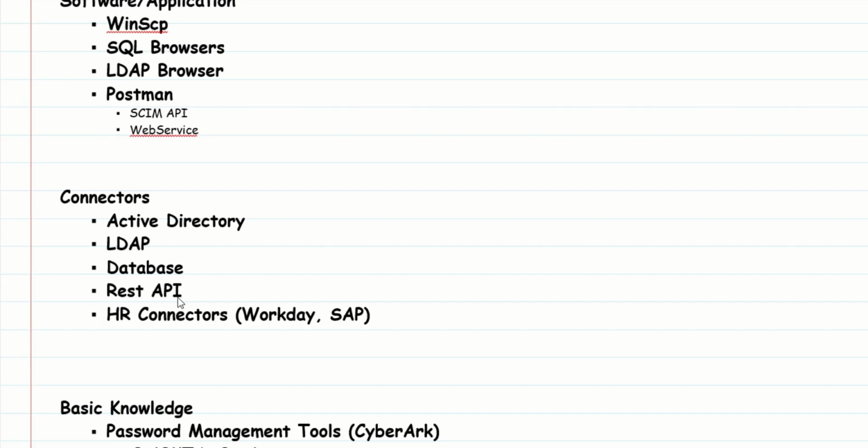Then comes the REST API. For a web service application, you need to understand how JSON or XML is formatted, what JSON is, what an object is, and what an array is in JSON. You need to understand that. Then there are some HRM connectors, and there are a number of them, for example Workday, SAP and all.